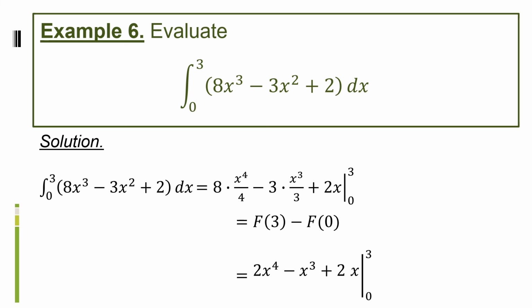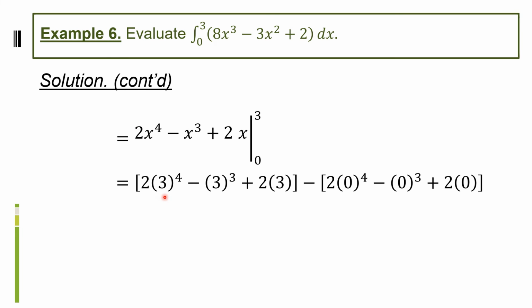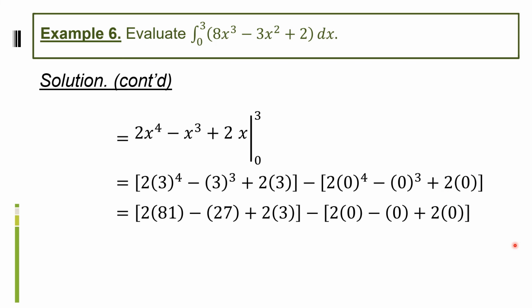By simplifying, that is now 2x raised to 4 minus x cubed plus 2x evaluated from 0 to 3. So, evaluating, that is now 2 times 3 raised to 4 minus 3 cubed plus 2 times 3, minus 2 times 0 raised to 4 minus 0 cubed plus 2 times 0. If we simplify, that is 2 times 81 minus 27 plus 2 times 3, minus all of these, which are just 0. Or that is 162 minus 27 plus 6, or 141.